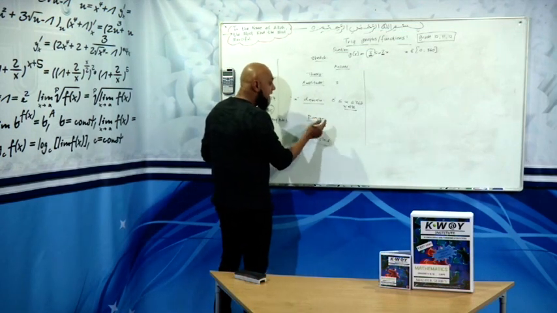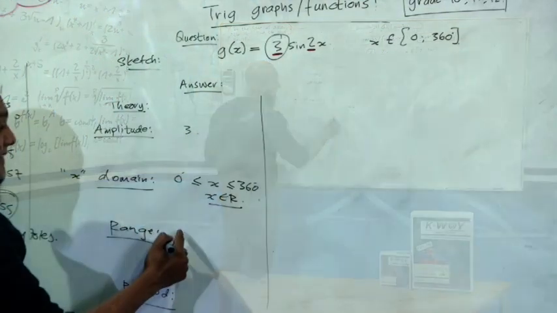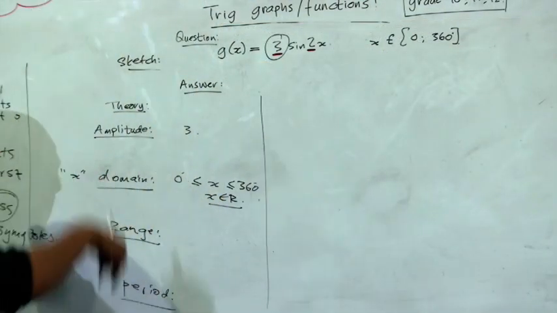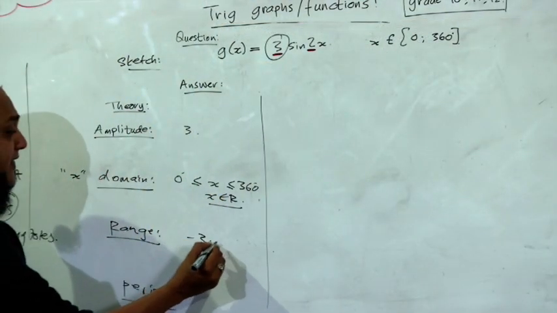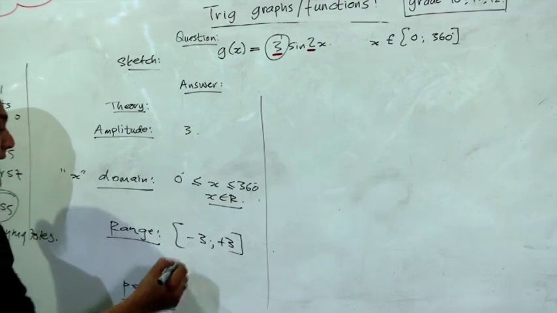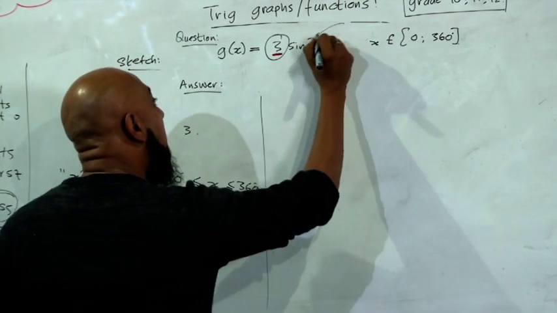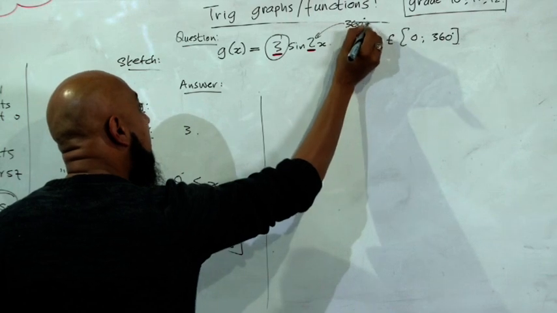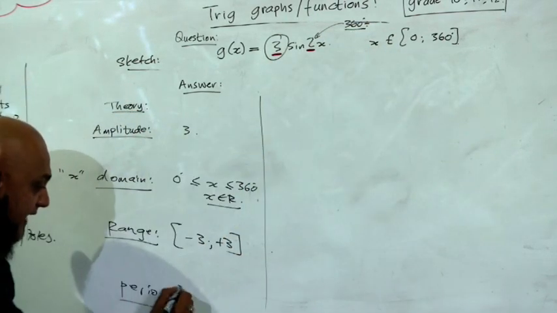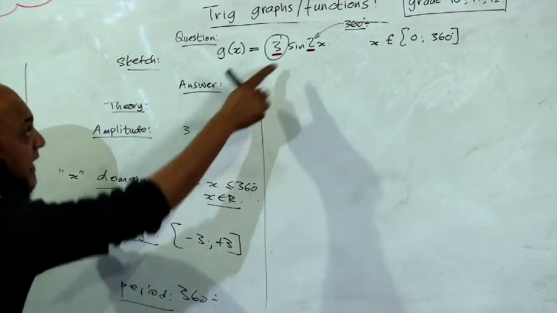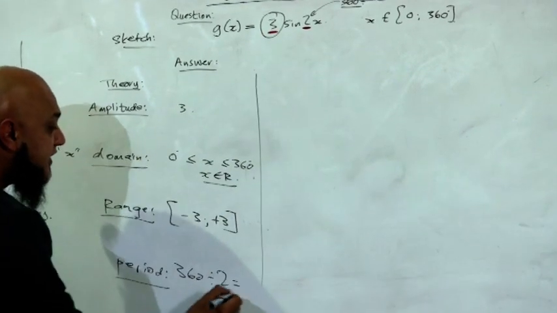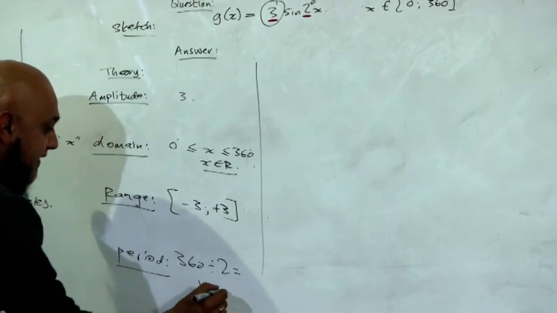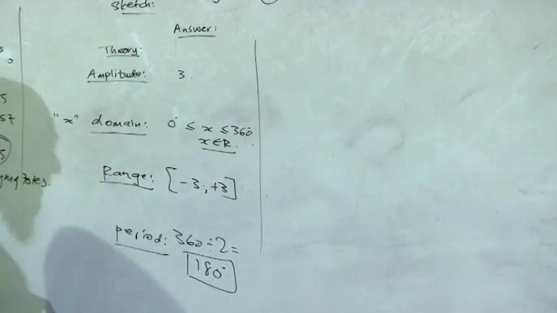Okay, range, lowest to highest. So if the graph is going up to 3, it must go down to -3. So it's from -3 up to +3. And the period of the graph is determined by the formula 360 divided by that number. So 360 divided by, what's the number here? The number has changed. 360 divided by 2 is 180 degrees. And that's the period of the graph.